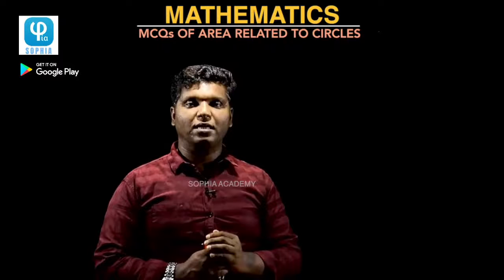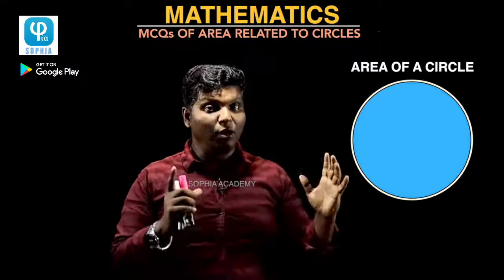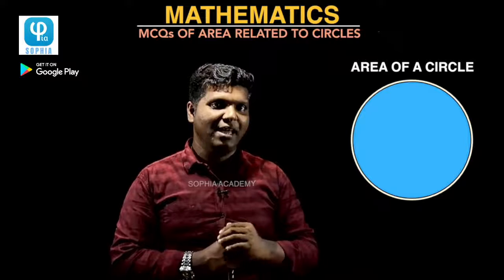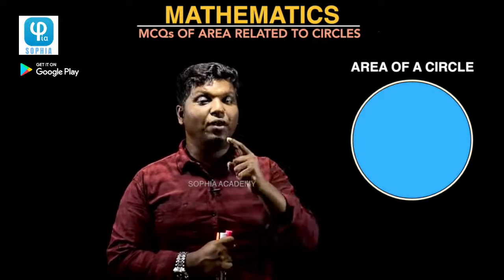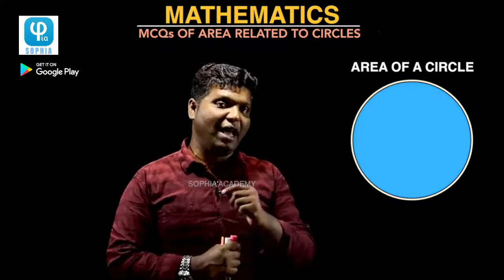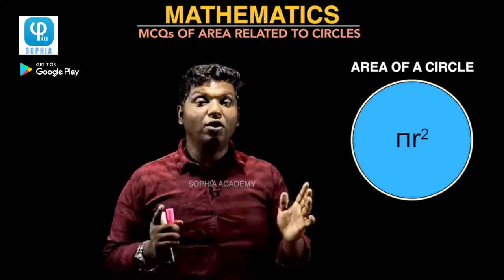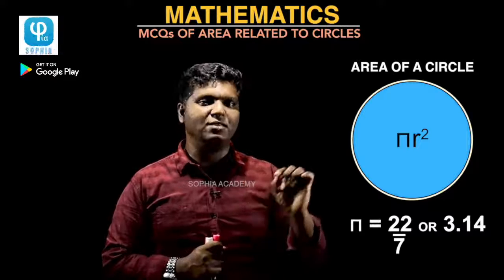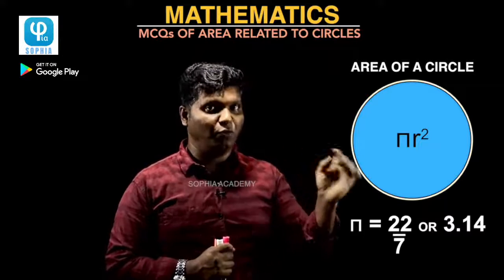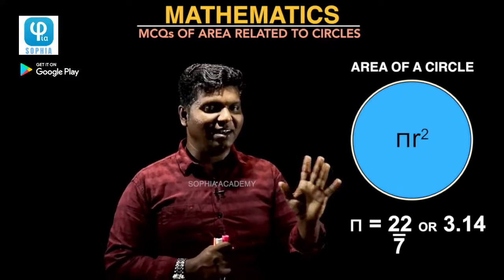Okay. Next thing, area of a circle. What is the area of a circle? Area means the total space included within the boundary of the circle, right? And that is what we call the area. To find the area of a circle, we have an equation. Area of a circle is equal to pi r square. And the value of pi is 22/7. In some cases, we take it as 3.14. These are the general things which you already know.